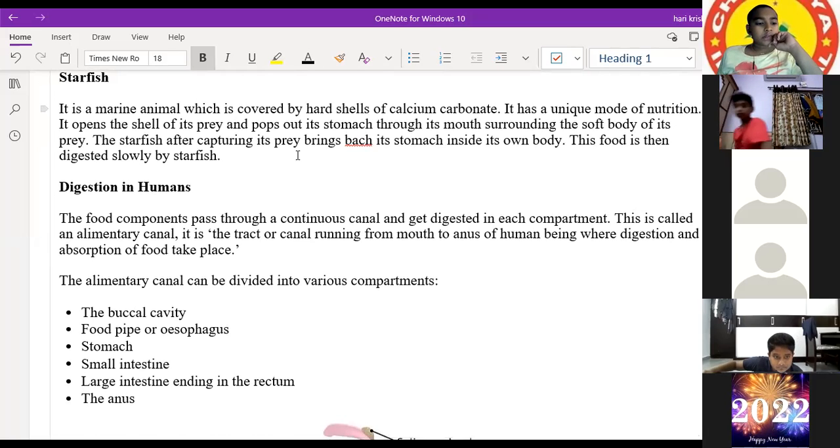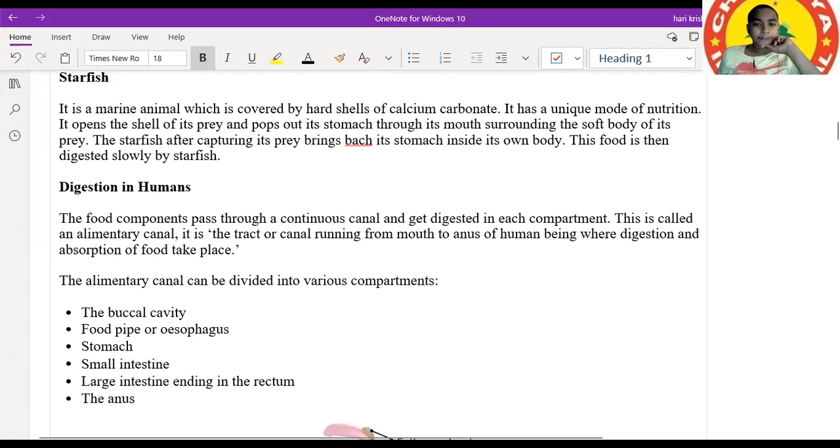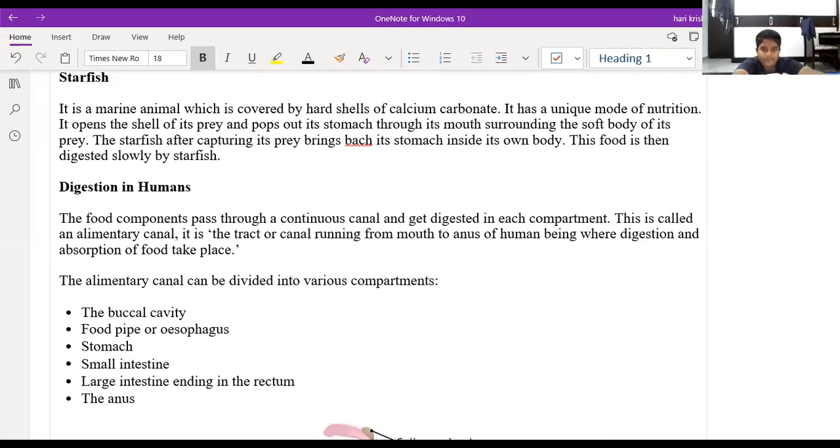So what about in the case of starfish? What is the mode of feeding in the case of starfish? Swallowing.